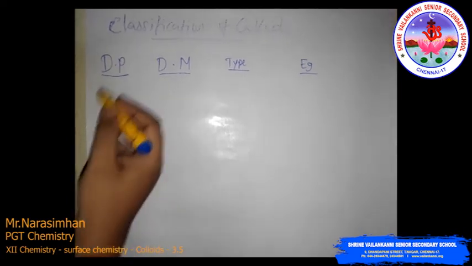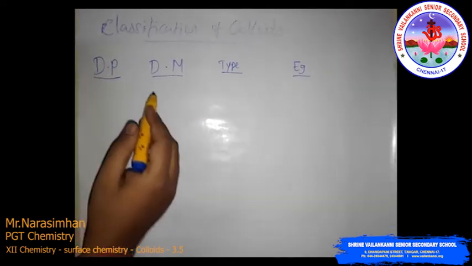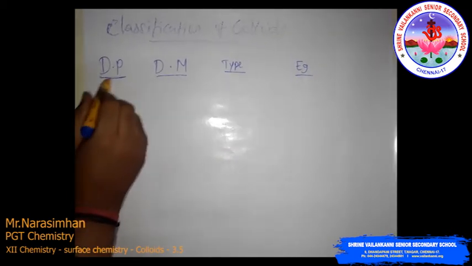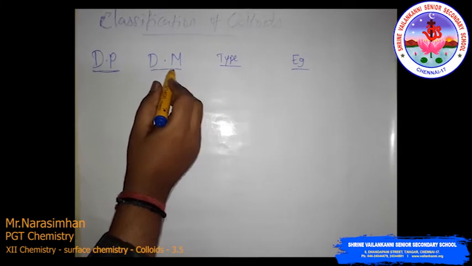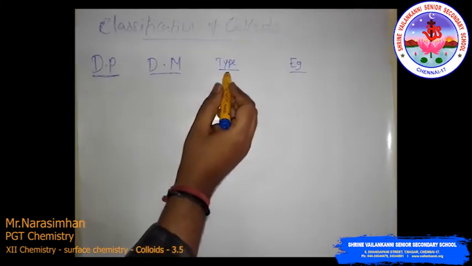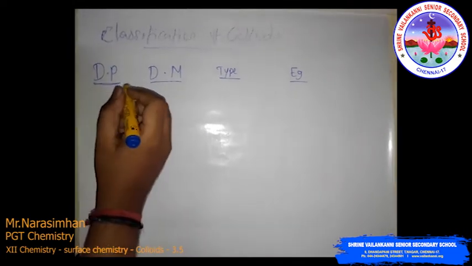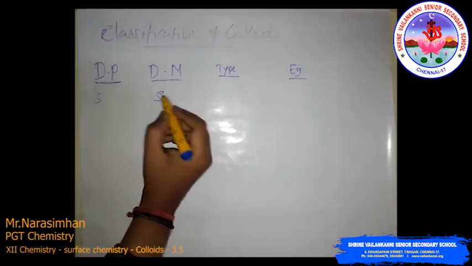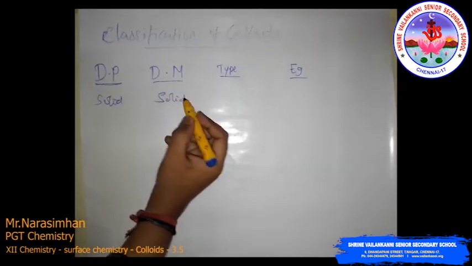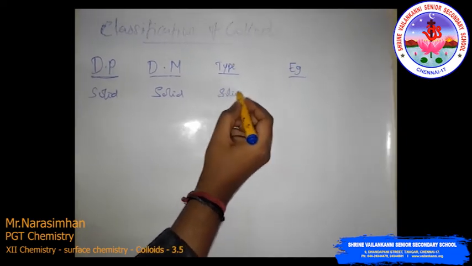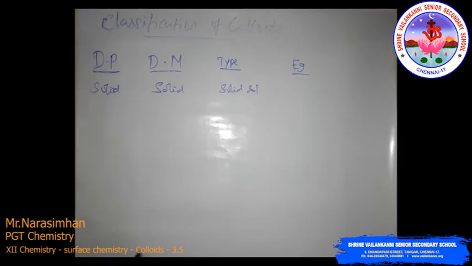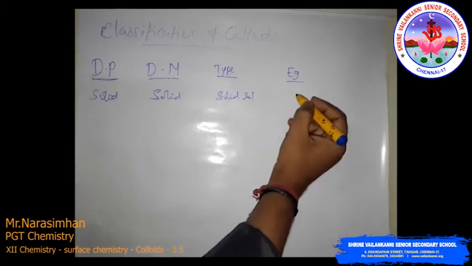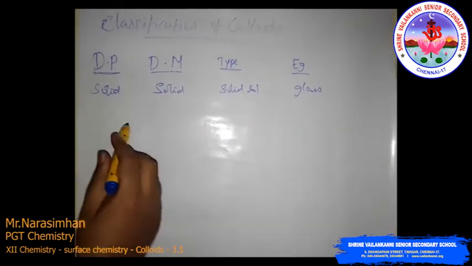Now, for this type of colloidal system, we are going to take the first one, the physical state of the dispersed phase and the dispersion medium. See, here DM indicates dispersion medium, and this is the dispersed phase, then the type of colloid and example. Now, look at this. We know solid, liquid, gas. The dispersed phase is solid and the dispersion medium is also solid. The type of colloid is solid sol. The example is some colored gemstones, that is glass, gemstone. So, solid dispersed in solid.